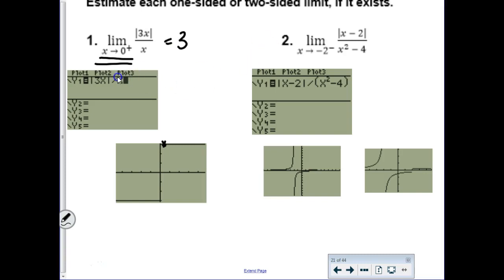But if they asked me just a plain limit of 0, would I have been able to answer that? No, because on the left side it's approaching down here at -3, and on the right side it's approaching at +3, which are two different y values. So if it was the full limit, I would have to say it does not exist.